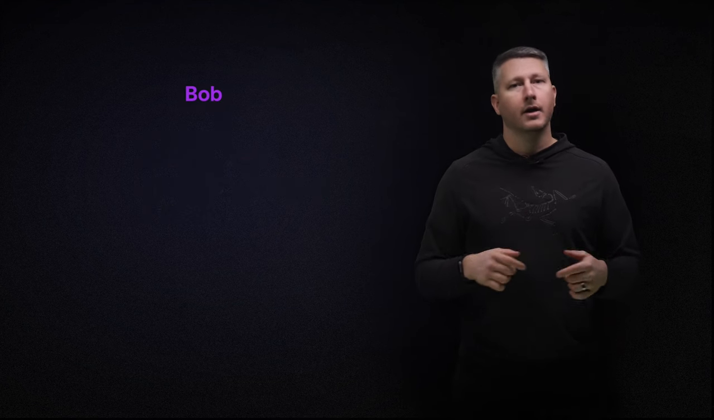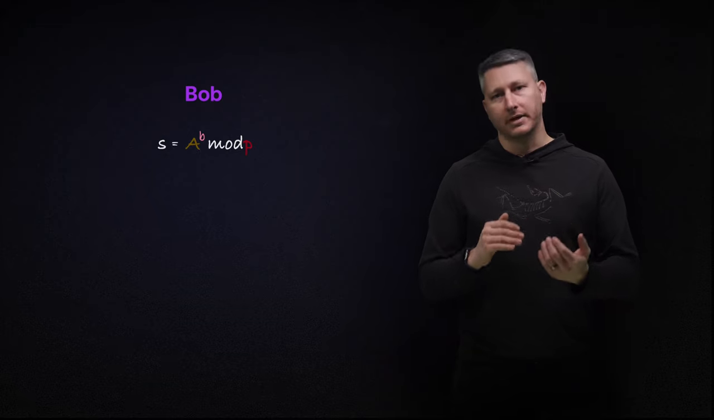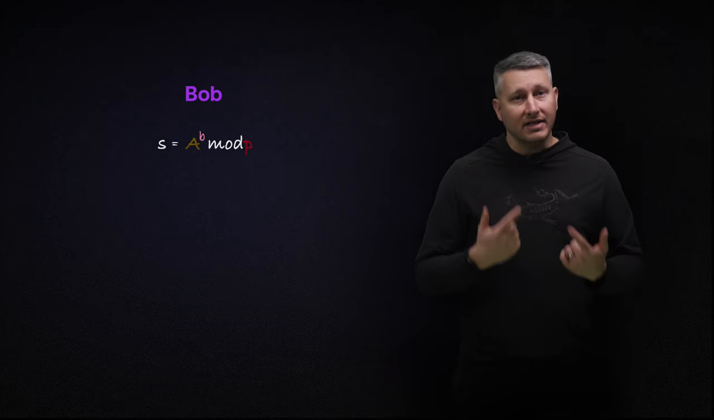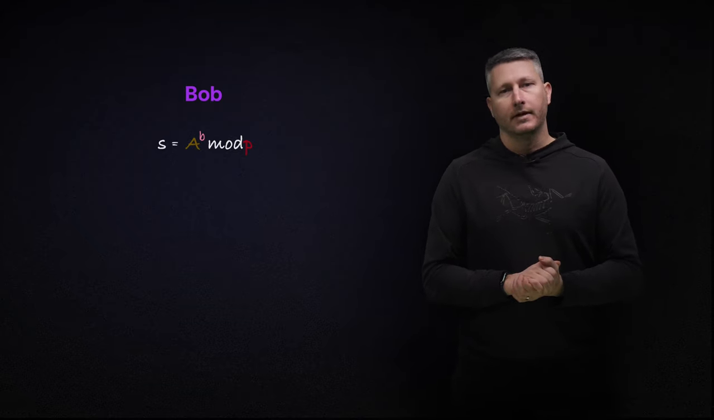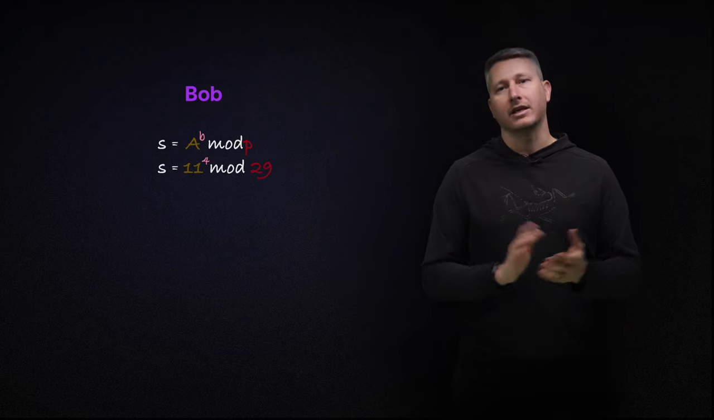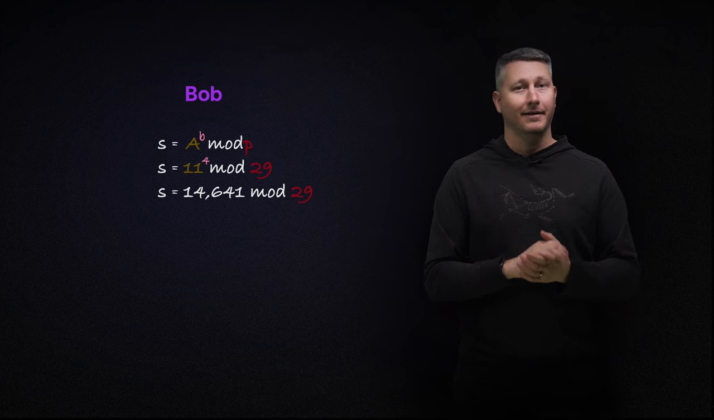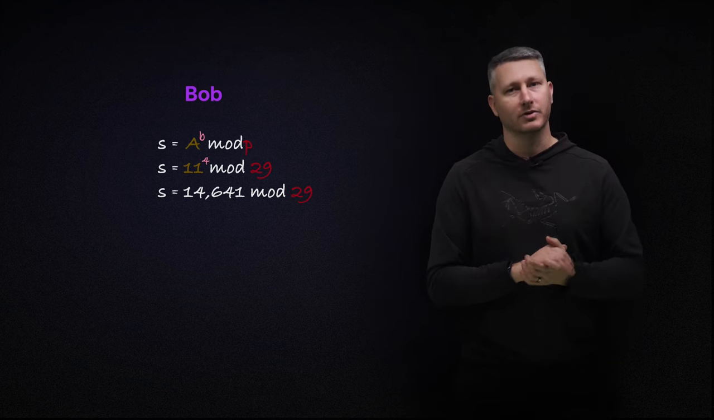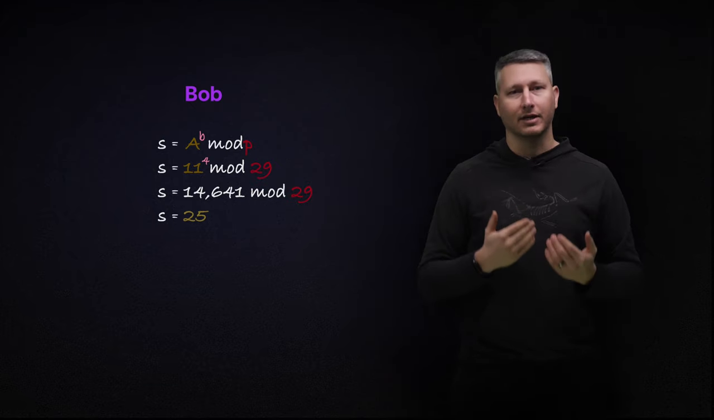Now it's Bob's turn. Bob computes this very same shared secret with a formula of S equals capital A to the power of lowercase b mod p. He received the capital A value from Alice, while b is his own secret integer. This means that S equals 11 to the power of 4 mod 29. Therefore, S equals 14,641 mod 29. And magically, this gives Bob a result of 25 for S. It's magic! They have arrived at the same secret integer.